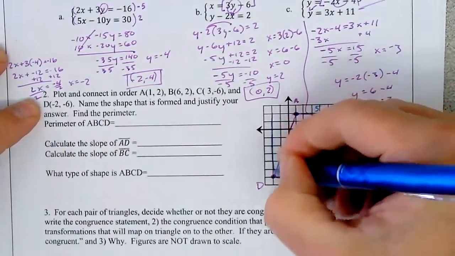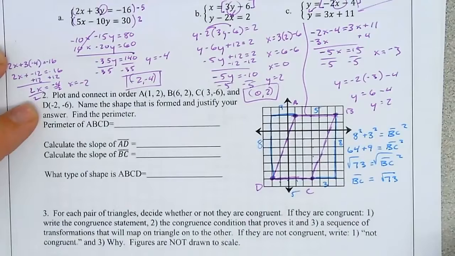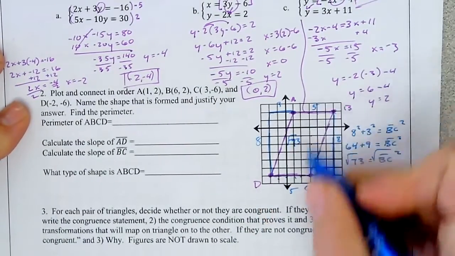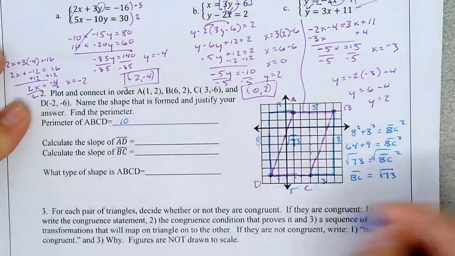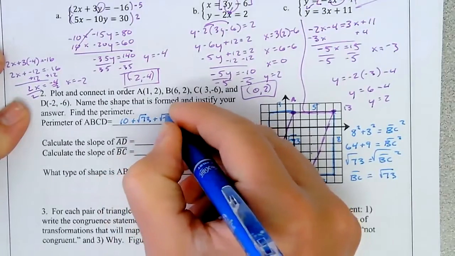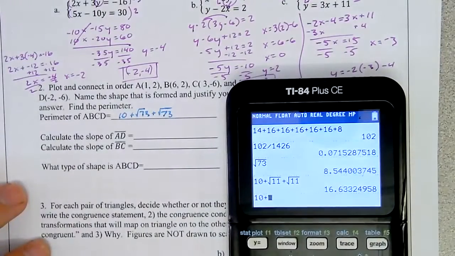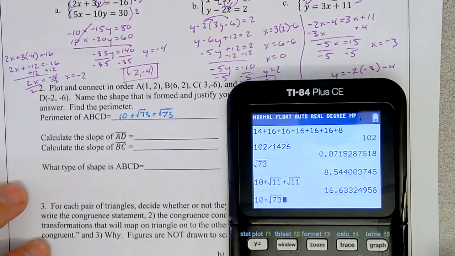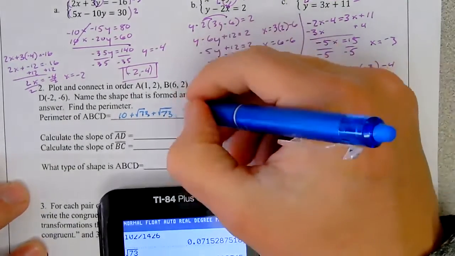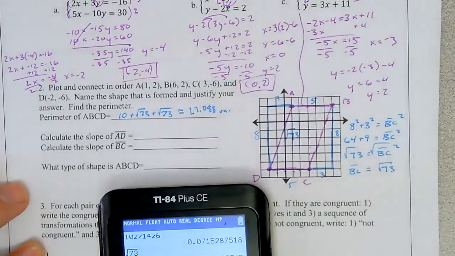Same thing on the other side. 3 and 8. Hopefully we're smart enough to recognize that this is also going to be the square root of 73. So we get 5 plus 5 is 10, plus root 73, plus root 73. I'm totally fine with that answer. However, if they ask you for whatever reason to simplify it or round, it comes out to 27.088 units.